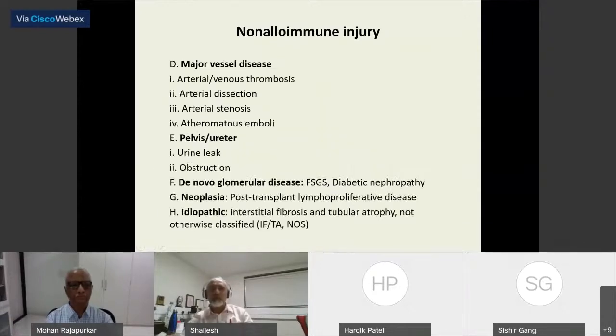Another non-alloimmune injury is vascular disease, or injury to the pelvis or ureter. There is development of de novo glomerular disease. There may be neoplasia like post-transplant lymphoproliferative disease, and sometimes we find IPTA for no significant reason, where no previous antibody or cell-mediated rejection or any other cause could be found for that IPTA.